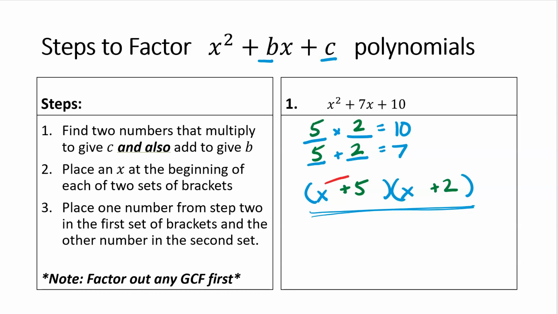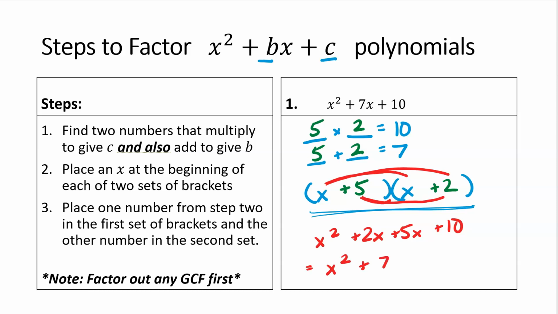Let's try that. X times x is x squared. X times 2 is 2x. 5 times x is 5x. And 5 times 2 is 10, which simplifies into x squared plus 7x plus 10, which is the exact same as your original expression. So your factoring was correct. One quick note on this, the first step of any type of factoring is to factor out a greatest common factor first, if there is one.